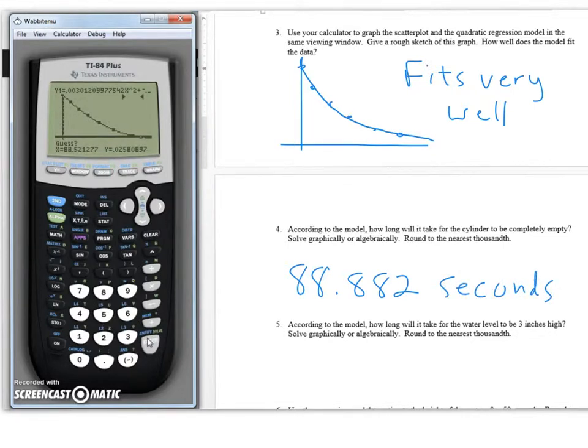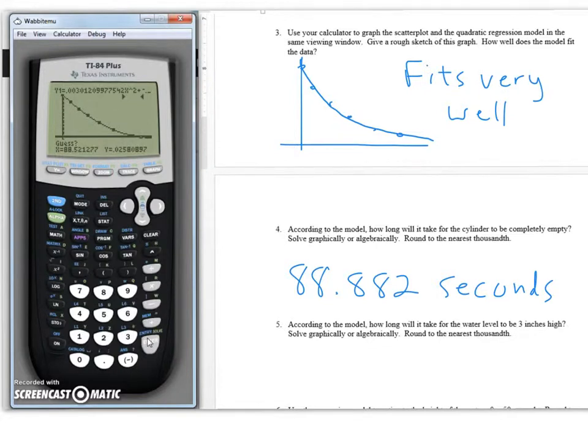Now actually over here you can see it says a different number, but that's because I forgot to hit enter that one last time. So after that guess, you need to hit enter one last time, and then the answer will come out to be 88.882. Okay. So now let's go on to the next question.